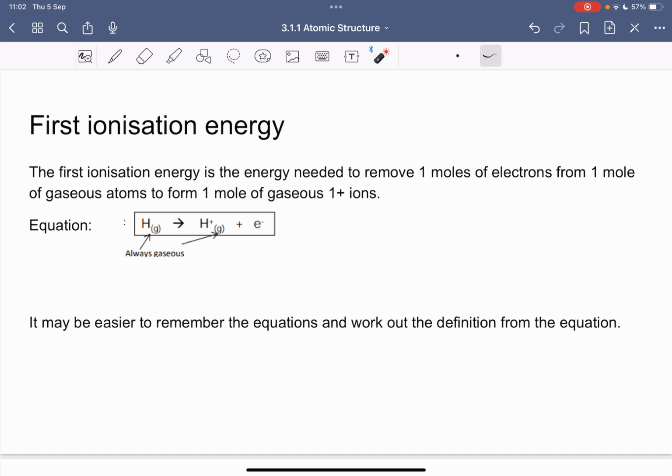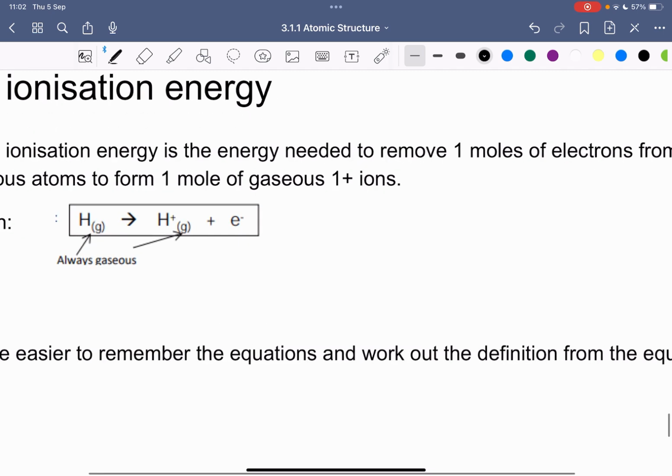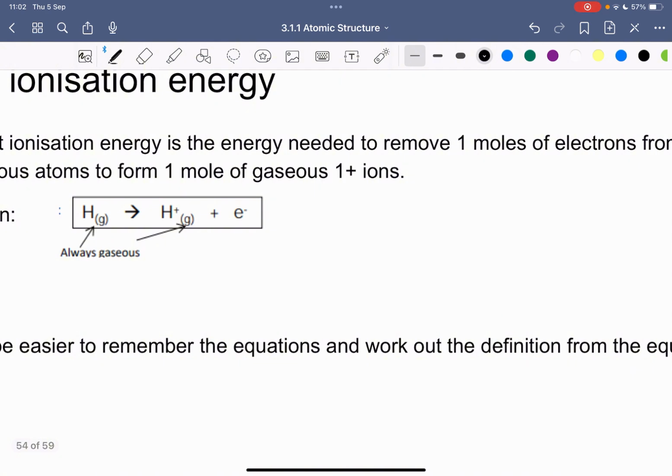Okay, so this is the last part of atomic structure. So we're going to focus on ionization energy for this video. So the first ionization energy is the energy needed to remove 1 mole of electrons from 1 mole of gaseous atoms to form 1 mole of gaseous 1+ ions. So basically, you have an atom, you remove an electron from the atom, and now you have a gaseous 1+ ion.